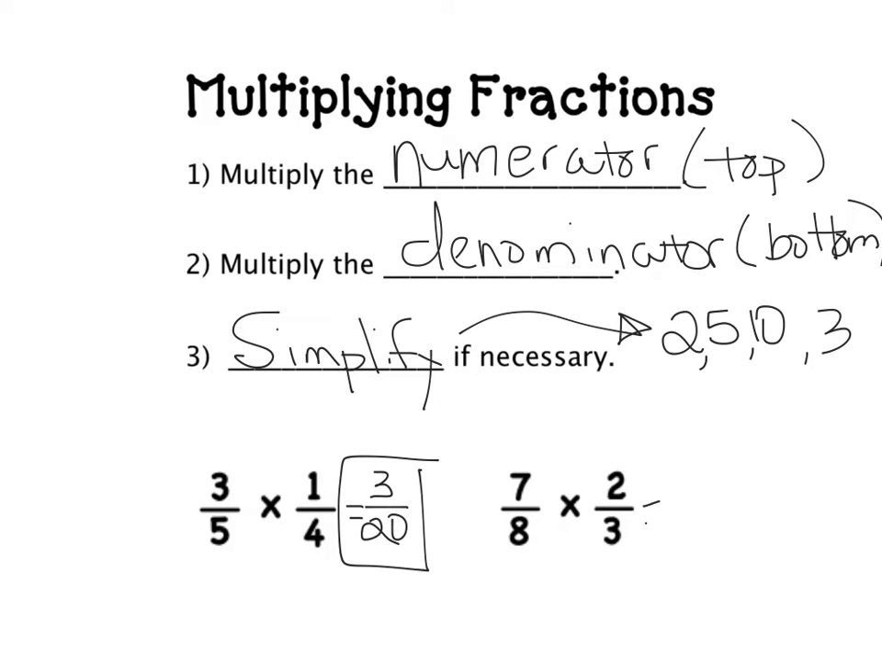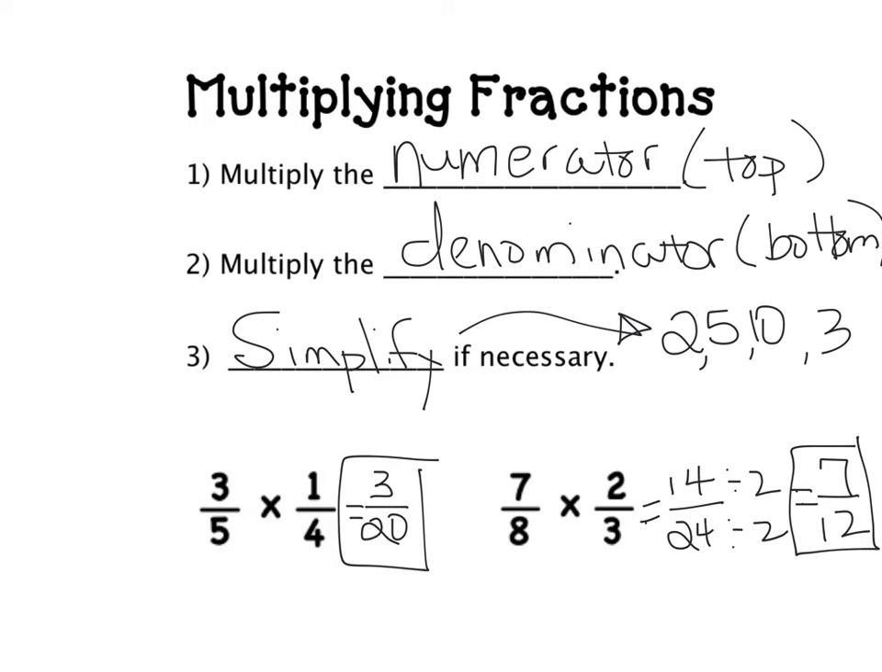Now, 7 times 2 is 14. 8 times 3 is 24. Both of these are even numbers, so I'm going to divide by 2. 14 divided by 2 is 7. 24 divided by 2 is 12. That cannot be simplified anymore.